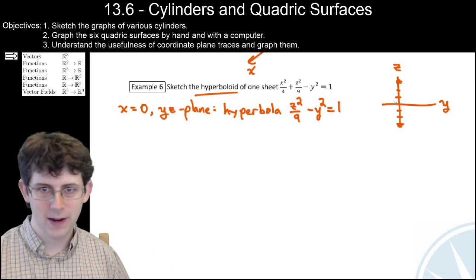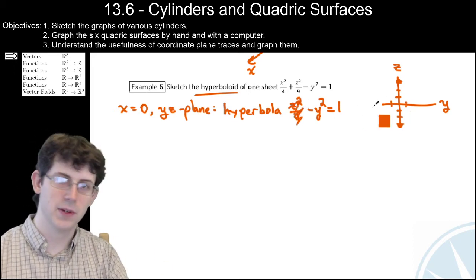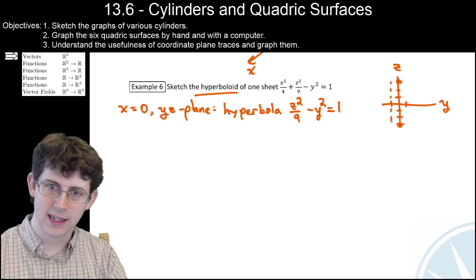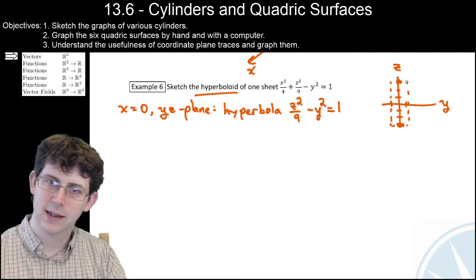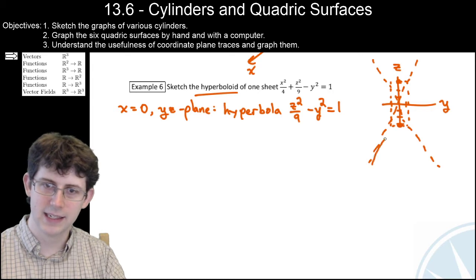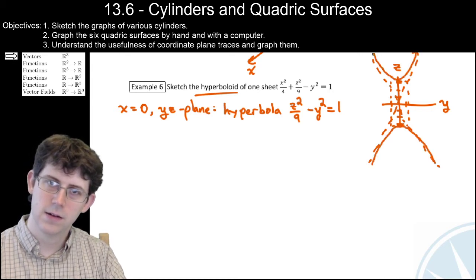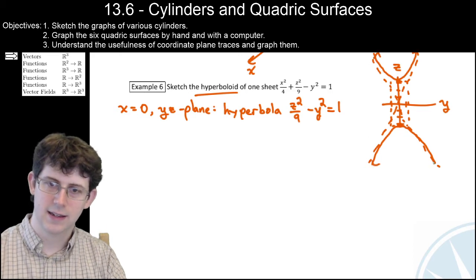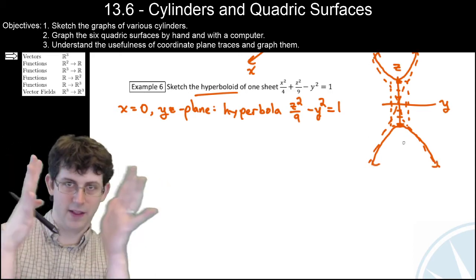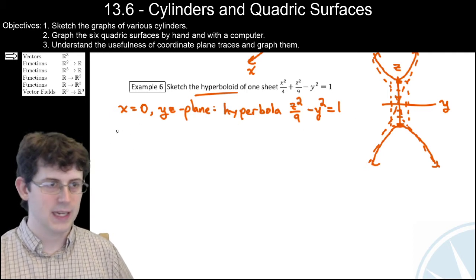If you remember how hyperbolas work, this fact that y goes from -1 to 1 means you get to draw this box, and the lines that go through the corners of this box give you the guides to draw the hyperbola. So it's kind of like squeezed real thin in the yz plane. I don't know, let's just try another one.